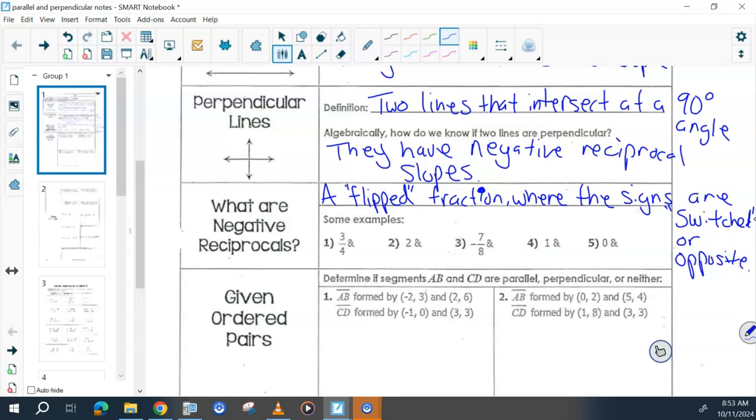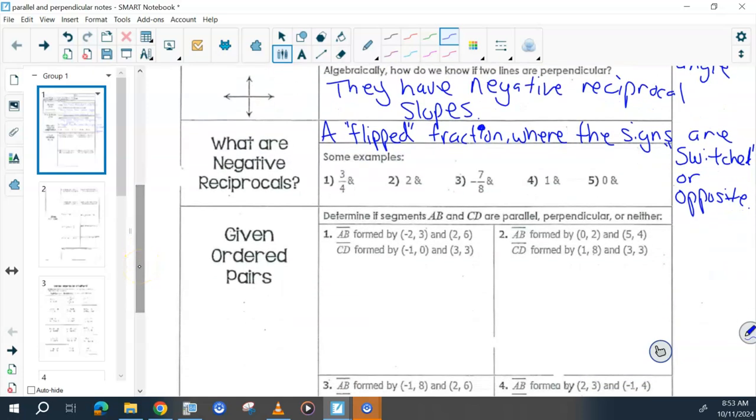So we're going to do some examples of negative reciprocals. If I have 3/4 and I flip it and make it negative, what would that be? Negative 4/3. What about 2? I heard negative, but not the rest. Negative 1/2, yes, because that's really 2 over 1. What about negative 7/8? Positive 8/7. What about 1? Negative 1.